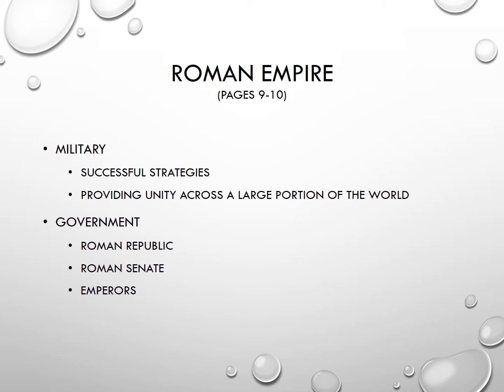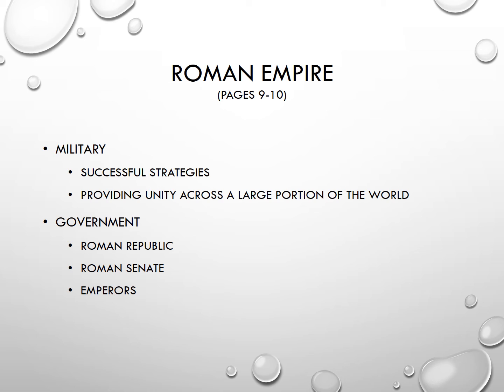in our textbook. Rome, in terms of their military, their military is more nationally based, where in Greece we were talking about the Spartan military state. The Roman Empire grows and expands because of the successful strategies of their military. They had an ever increasing powerful military that expands the Roman Empire across the world.